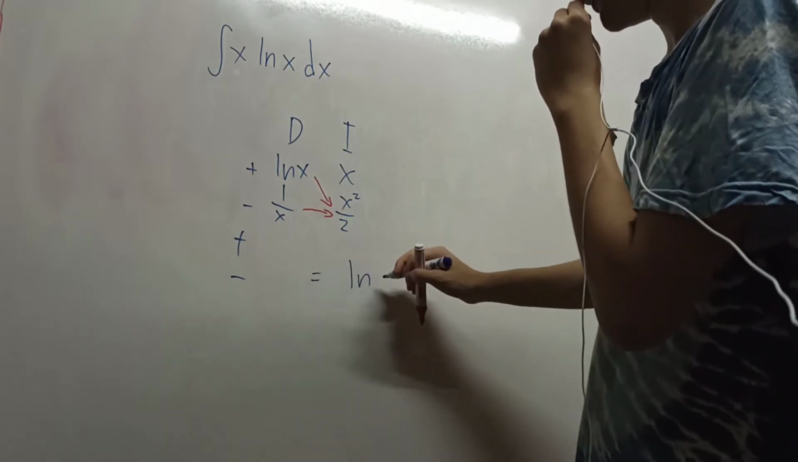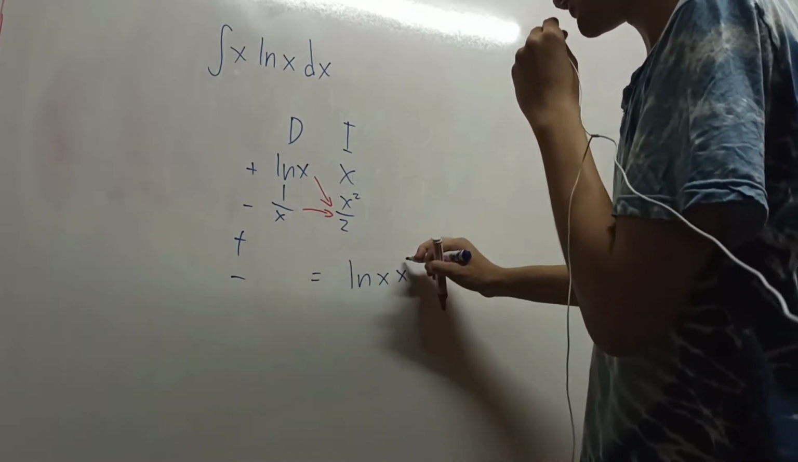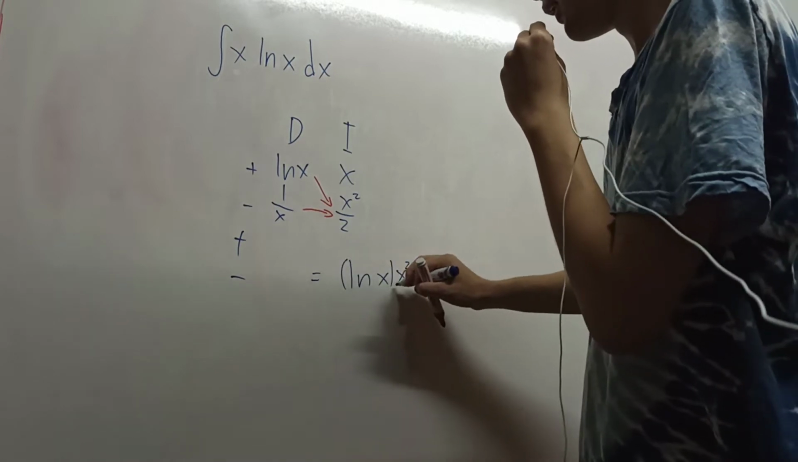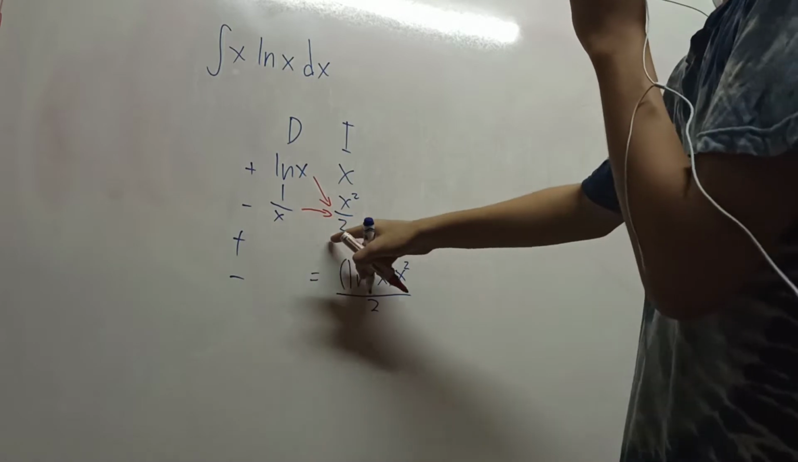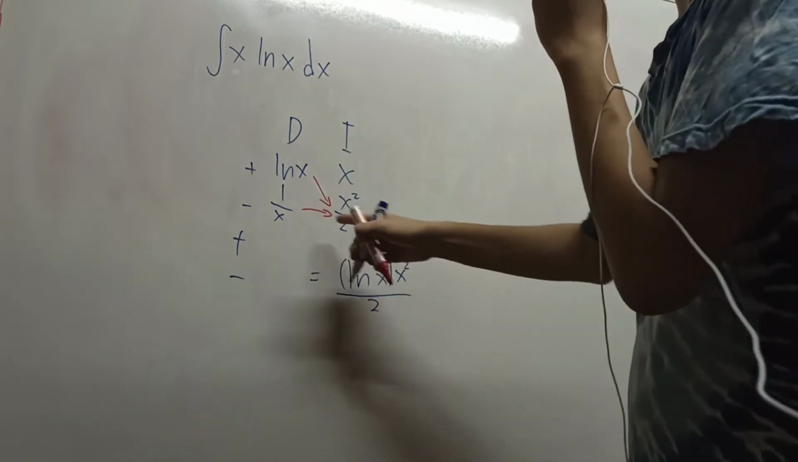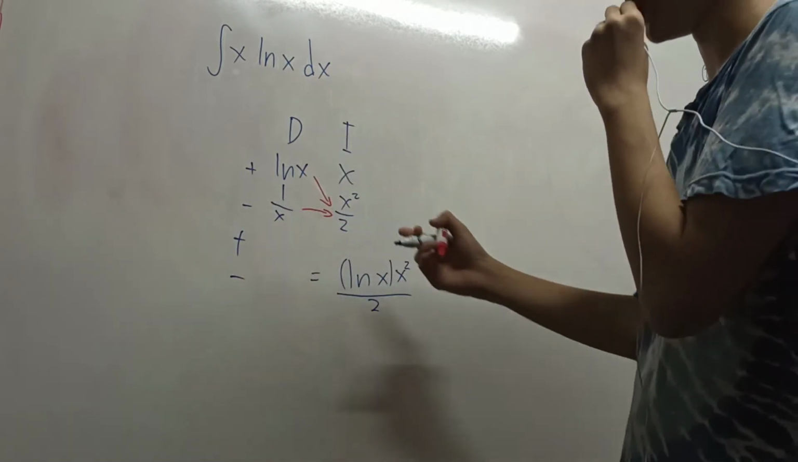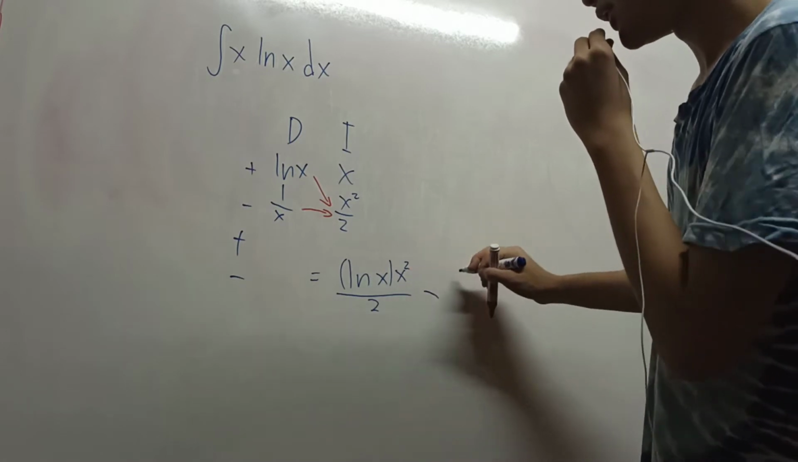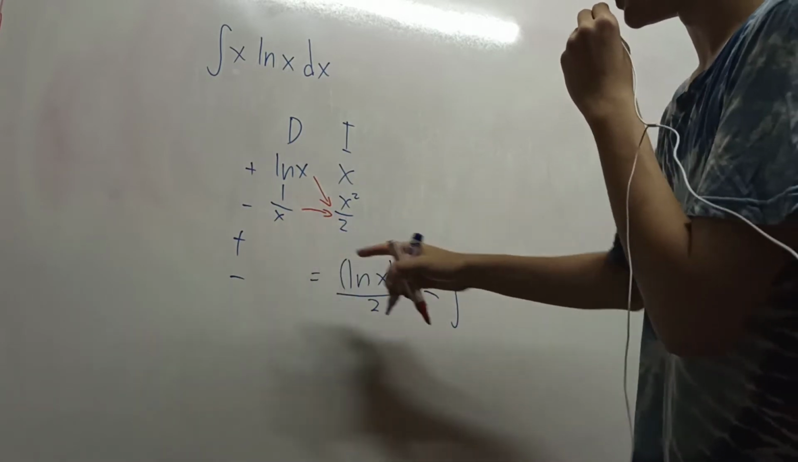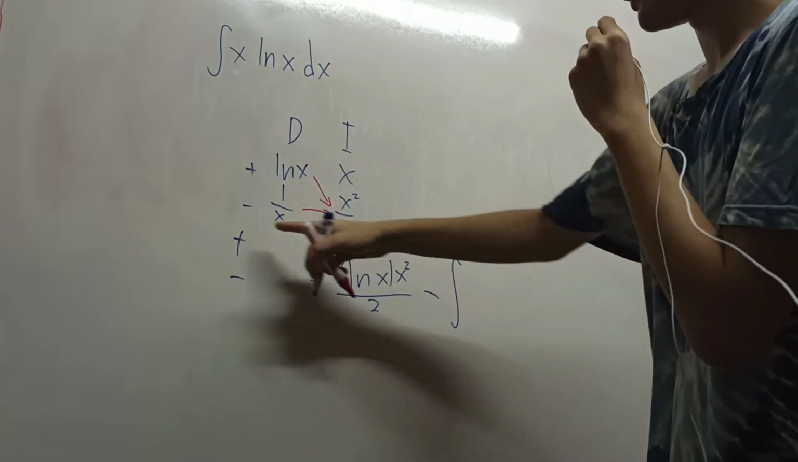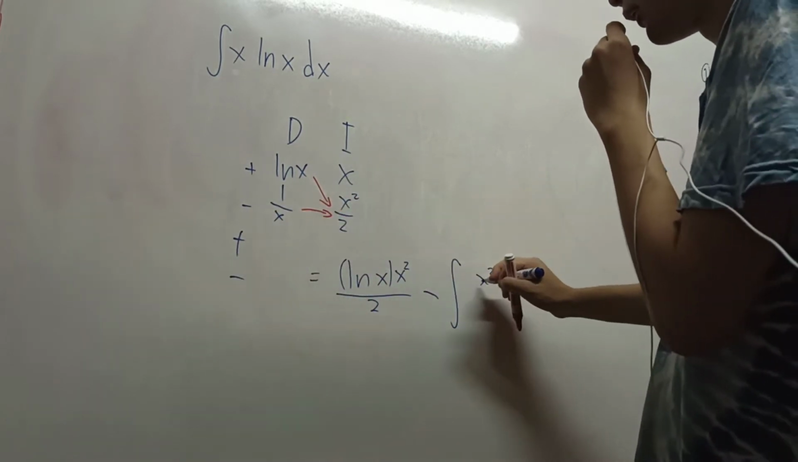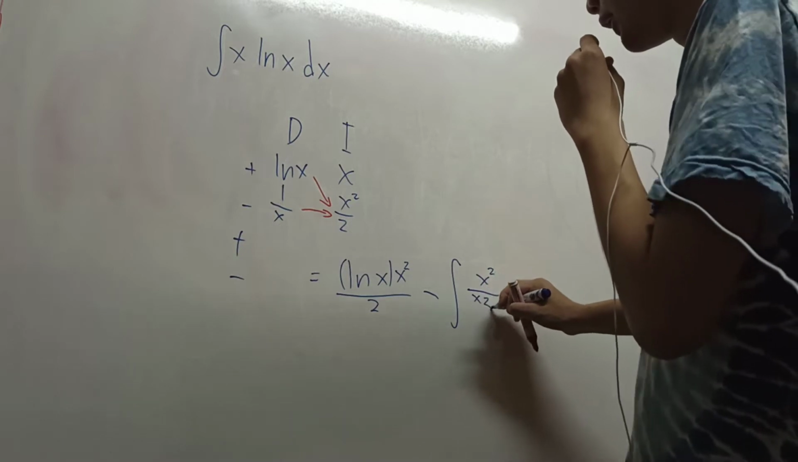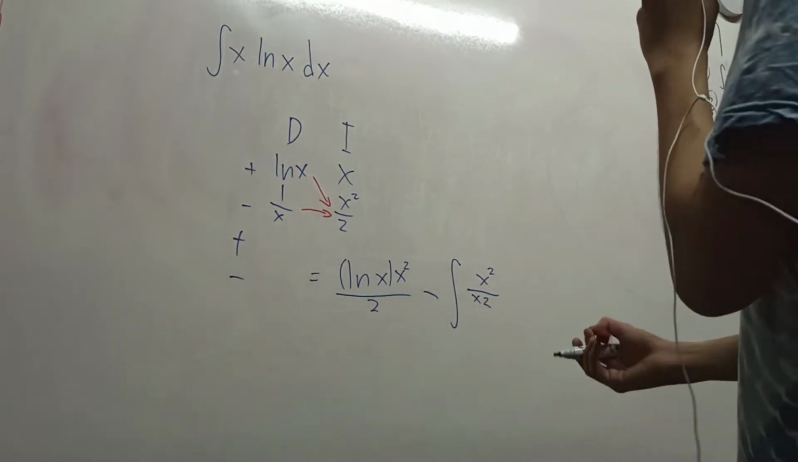Natural log of x times x squared, and then over 2, and then minus this times this, but as an integral because it's flat. We didn't multiply diagonally here. So we have to minus and then an integral of these two multiplied to each other, and the minus is here. So this times that is x squared over x over 2x, or x over 2, same thing.